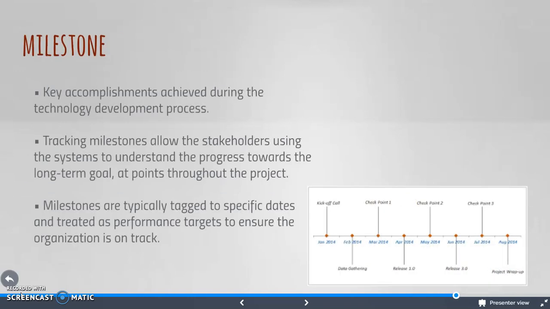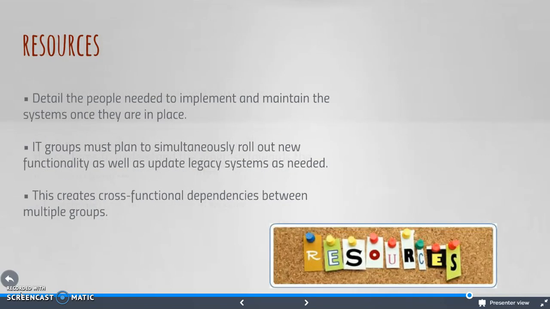Okay, next is milestone. Key accomplishments achieved during the technology development process. Tracking milestones allows the stakeholders using the system to understand the progress towards the long-term goals and check points throughout the project. Next, milestones are typically tied to specific dates and treated as performance targets to ensure the organization is on track.